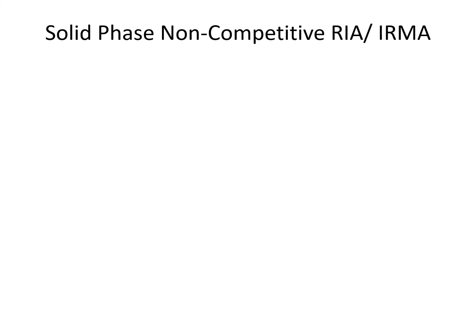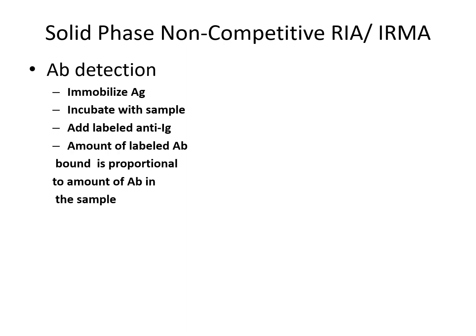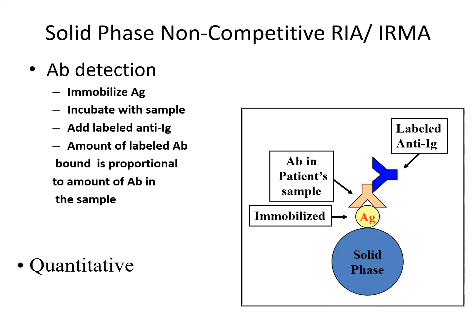So the next one is solid phase non-competitive RIA or immunoradiometric assay. So antibody detection is done by immobilizing the antigen, incubating the antibody with the sample, and then adding another antibody, so another sandwich assay, and the amount of labeled antibody is measured. This is a quantitative test.